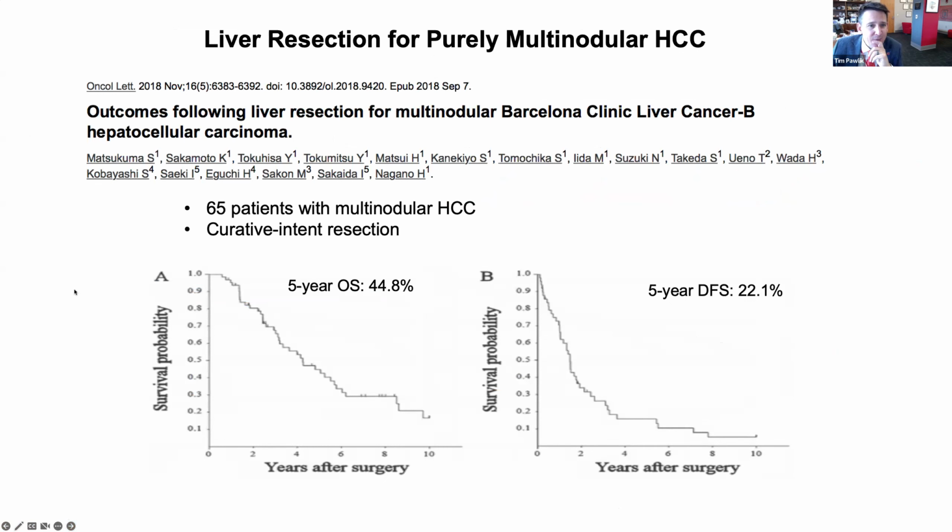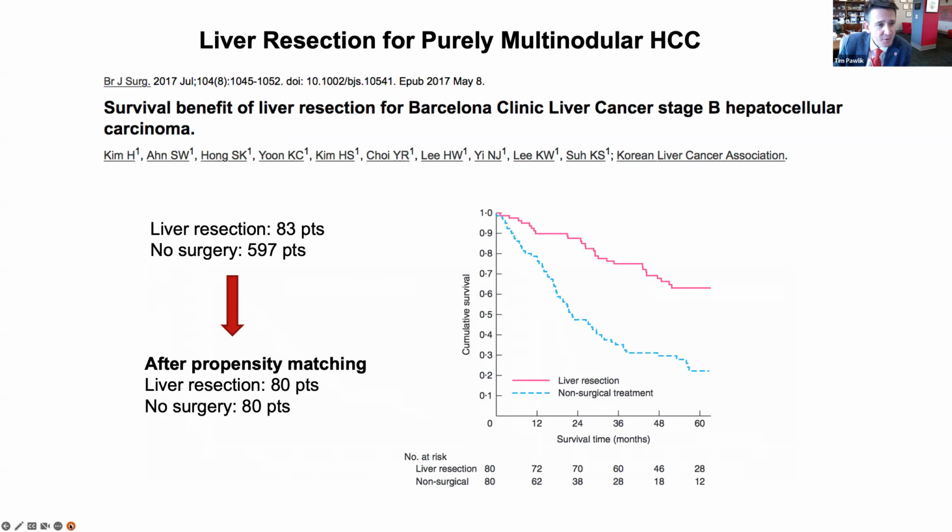And again, if you look at other series besides our own, these are data published from Japan. They've shown that in patients with multinodular disease, the 5-year overall survival can be in the range of about 45%, which is not unreasonable. However, you can see that most patients will recur. 4 in 5 patients will be, if they're alive, alive with disease by 5 years. This is a different study published from Korea that also looked at stage B patients and did a propensity score matching.